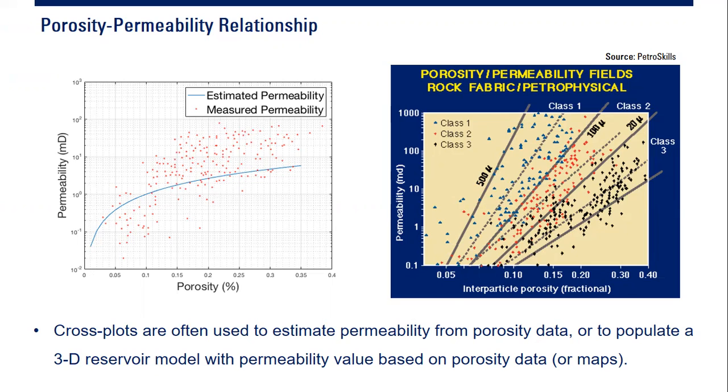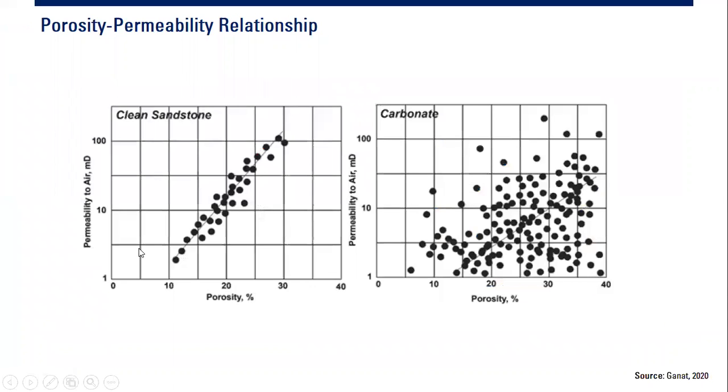What is important is that we first create this correlation, this equation, or this relationship. Okay, this is another depiction. This is for clean sandstone. It's quite regular. You can see the trend line. We can also call this homogeneous sandstone.